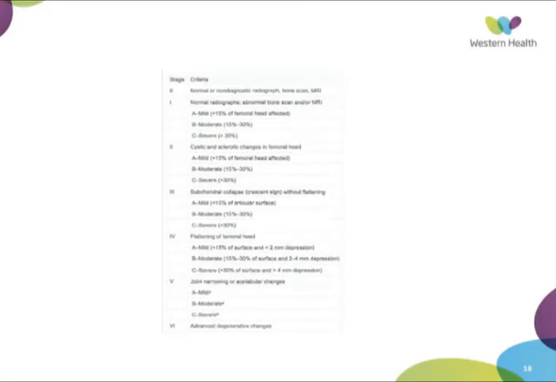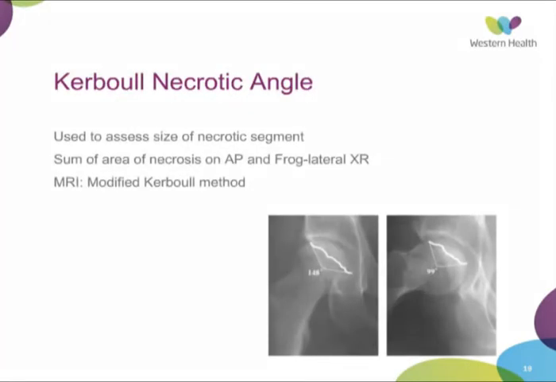The Kerboul necrotic angle. So this is an angle that's measured on radiographs, an AP and a frog leg lateral X-ray with high inter-observer problems because of the fact that it's difficult to accurately work out where the avascular necrosis is on plain films, but it's an addition of both angles. And that was described by Kerboul in the 70s.